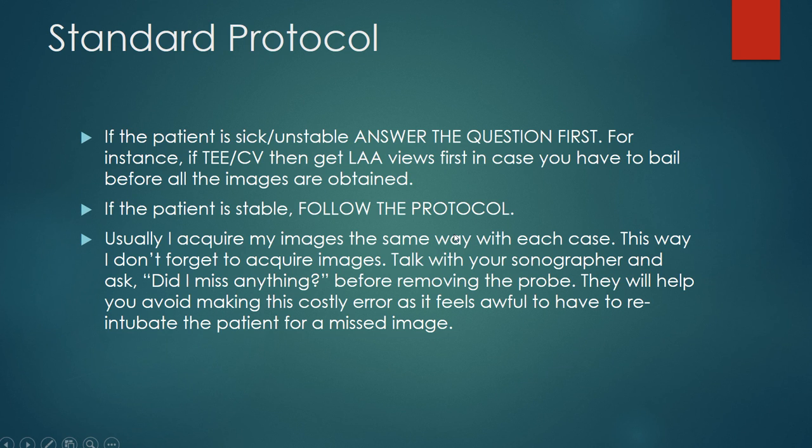So I follow the same protocol every single time when I do my transesophageal echocardiogram. This is the way that I was taught at the University of Michigan. Exception to this is if the patient is unstable, we want to answer our question first. So if you're worried about their ability to handle sedation, so if this is a TE cardioversion, you want to get your left atrial appendage views first, just in case you have to stop the procedure due to the patient being unstable. So if the patient is stable, you're going to follow this protocol.